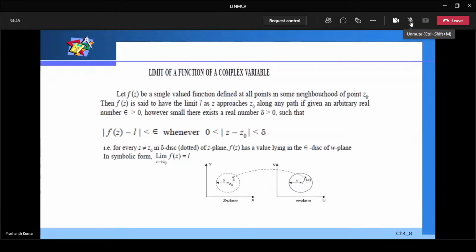నెక్స్ట్, లిమిట్ ఆఫ్ ఏ ఫంక్షన్ of complex variables. Limit of a function of complex variable. All of you see this one, z plane to w plane. Delta neighborhood, whenever we consider for z0, automatically it will occur in the w plane as epsilon neighborhood of f of z. And z occurs in the delta neighborhood, f of z occurs in the epsilon neighborhood. That is the meaning. Okay. సార్ ఒకసారి ప్రీవియస్ స్లైడ్ పెట్టారా?